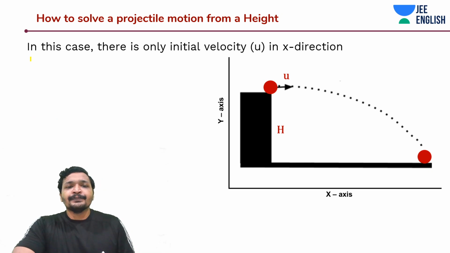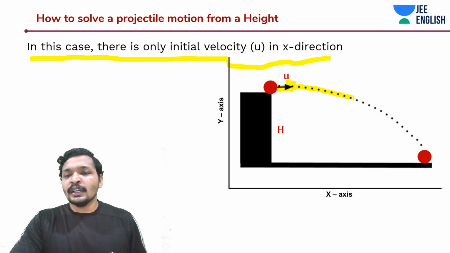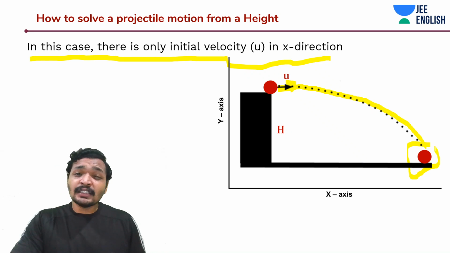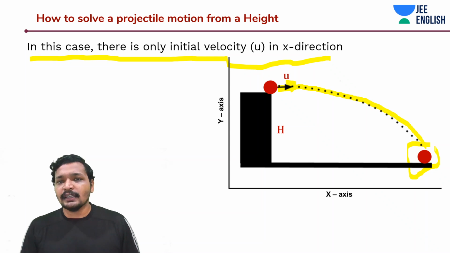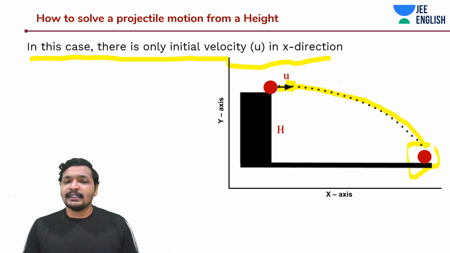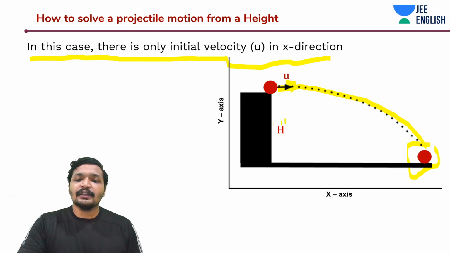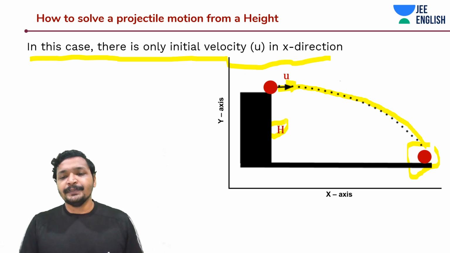In this case, what is happening? There is only initial velocity along the x direction, and the ball goes down and reaches the ground, completing the height h. Very easy, easier than before, because in this case you can even forget one of the kinematic results that we derived before. What would that be? We already know one thing: there is no initial travel along the y-axis, and this height of the building, or the height of the elevation, is h from the ground level.